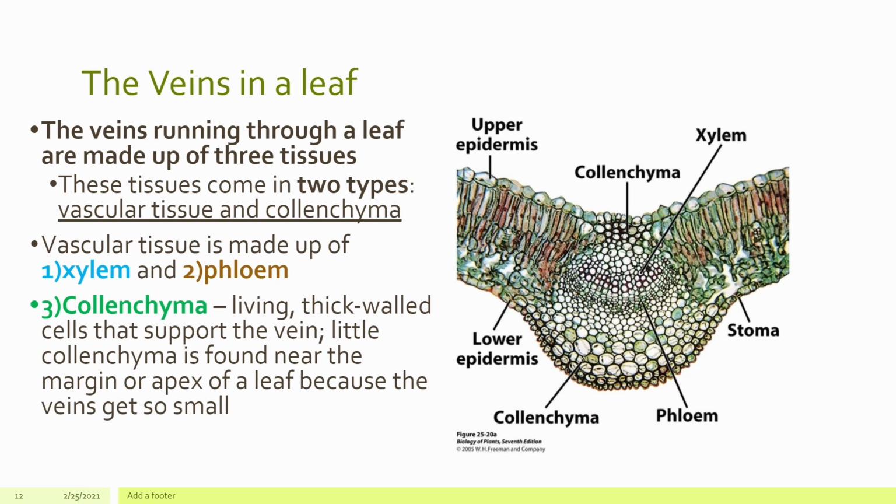Number 3, collenchyma. These are living cells that are very thick. They are more supportive in function, and they're going to support the veins. Little collenchyma is found near the margin or apex of the leaf because the veins get so small, but near the midrib you would find quite a bit of collenchyma. Again, this is a support structure for the vascular tissue that's the primary component of the veins.